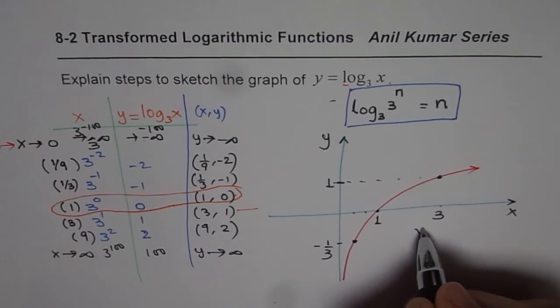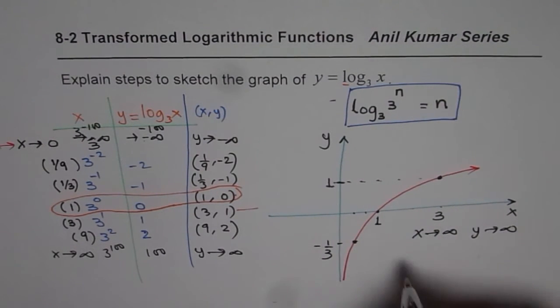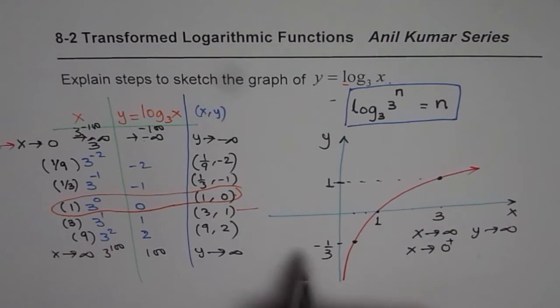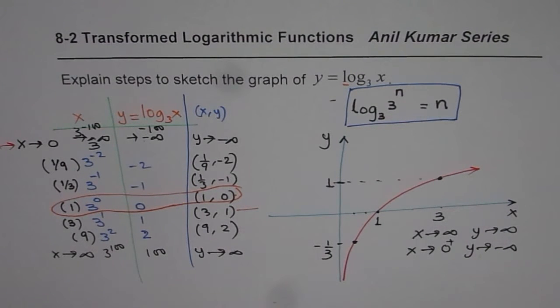And clearly, as x approaches positive infinity, y approaches positive infinity. As x approaches 0, do you understand? From the positive side, you cannot approach from the negative side. y approaches negative infinity, correct? So these form the characteristics for a logarithmic function which you should be considering for any transformed logarithmic function, correct?